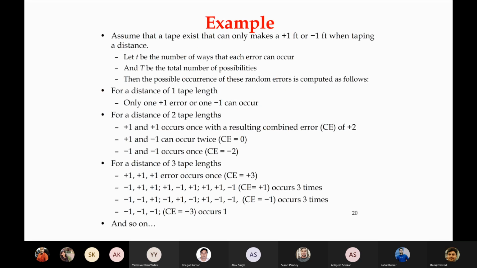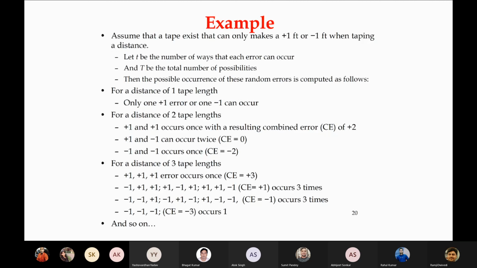Just another example to come into this problem of random errors. Assume that a tape exists that can only make plus 1 feet or minus 1 feet when taping a distance. So when you open a tape, either it will give you plus 1 or it will give you minus 1. When you open it, plus 1. Then close it, open it, minus 1, close it. It may be plus 1 continuously, successively, or it may be minus 1 also. So we have to measure certain distances: 2 tape lengths, 1 tape length, 3 tape lengths. Let us see what are the possible scenarios.